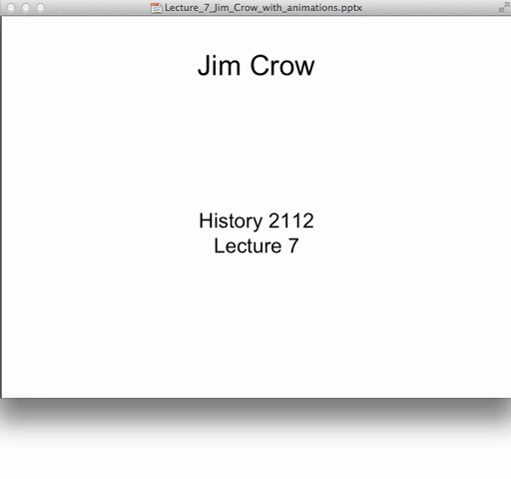In this lecture we're going to focus on what were known as Jim Crow laws. These were laws passed in southern states, mostly during the 1890s, that took away black civil liberties, especially the right to vote, and also imposed segregation on African Americans in the South.